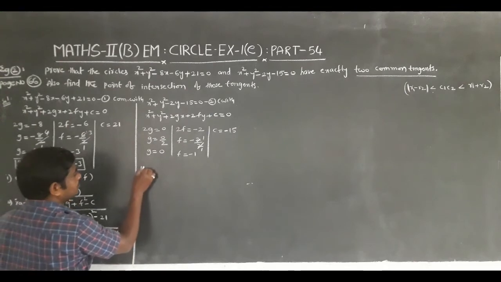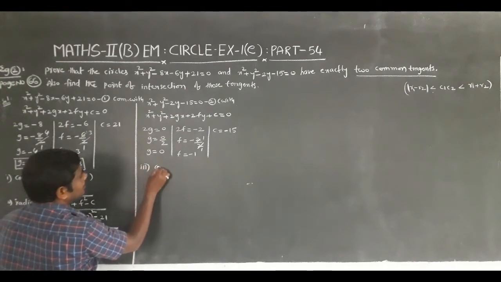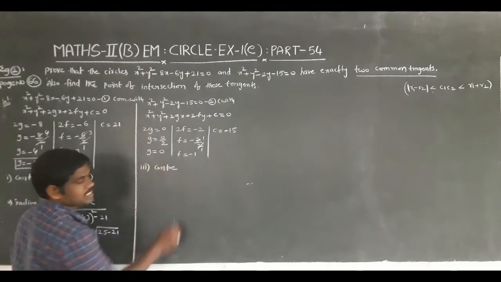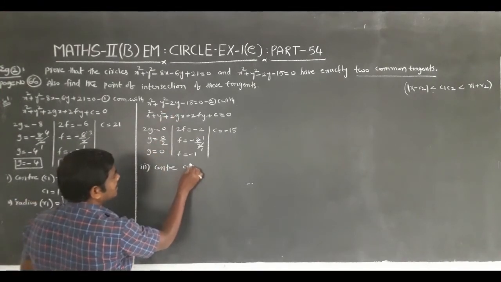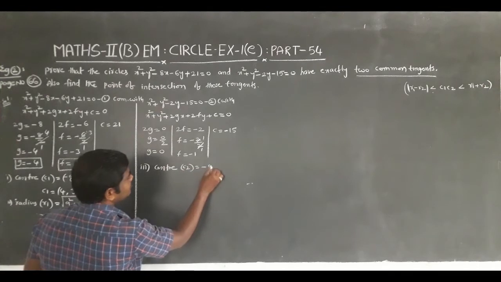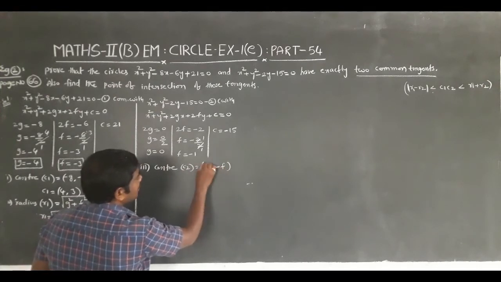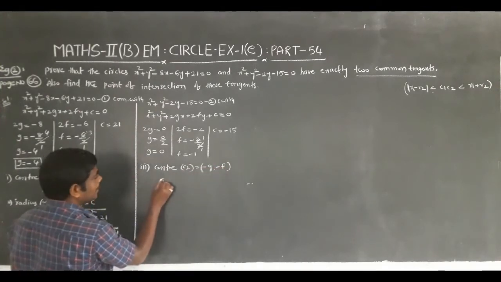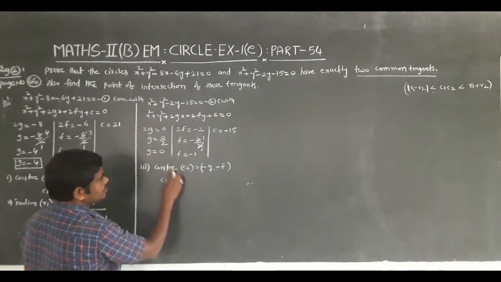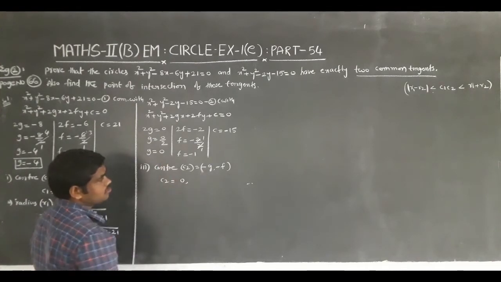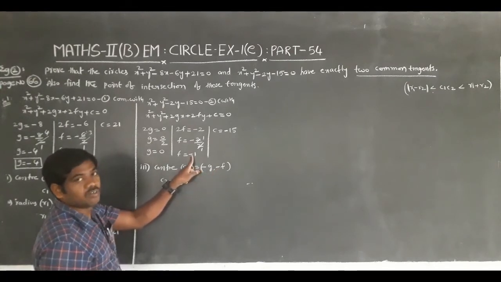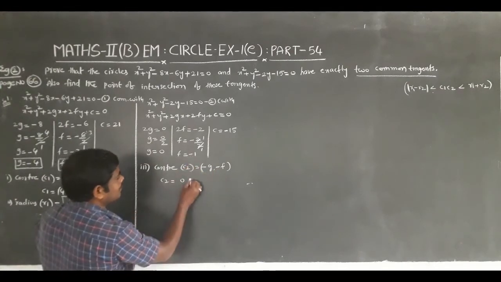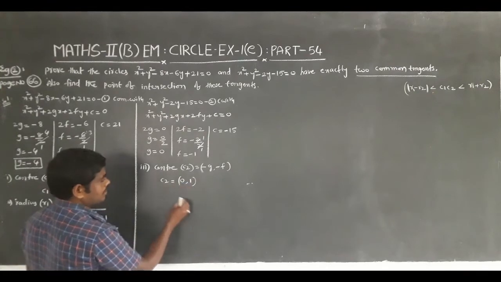Again, find the center and radius of the second circle. Second circle center C2 is equal to minus g comma minus f. G is equal to 0, comma minus f, f is equal to minus 1, minus into minus plus 1.